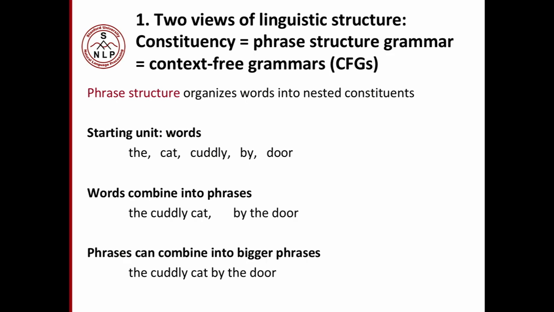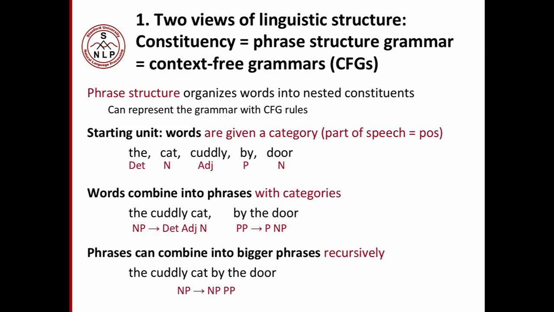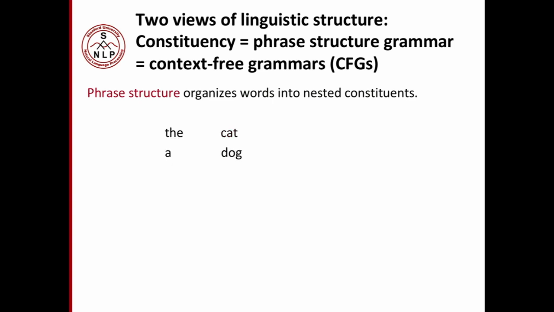So the idea of phrase structure is to say that sentences are built out of units that progressively nest. So we start off with words: that, cat, cuddly, etc. And then we're going to put them into bigger units that we call phrases, like the cuddly cat by the door. And then you can keep on combining those up into even bigger phrases, like the cuddly cat by the door. Okay, that's that. So how does this work?